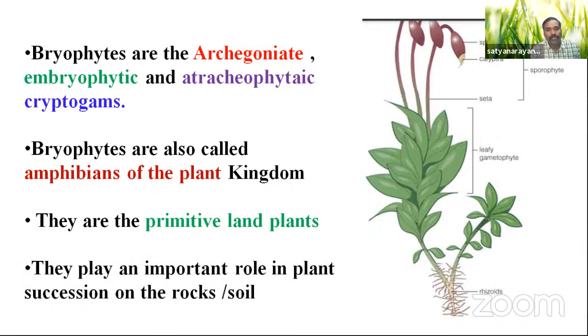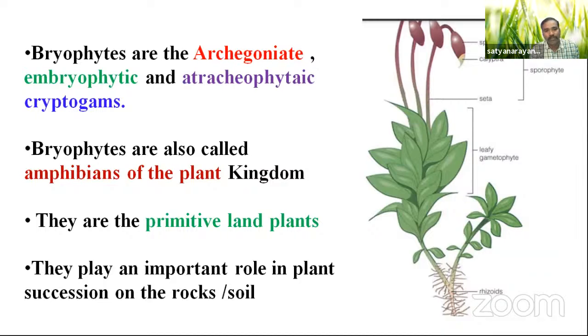Algae are mostly aquatic in habitat, but bryophytes are the first land plants. They are primitive land plants, and they play a very important role in the succession of the soil on rocks, that means the formation of the soil. If you take an example, sphagnum peat is one of the important bryophytes which is useful for the succession of the soil.